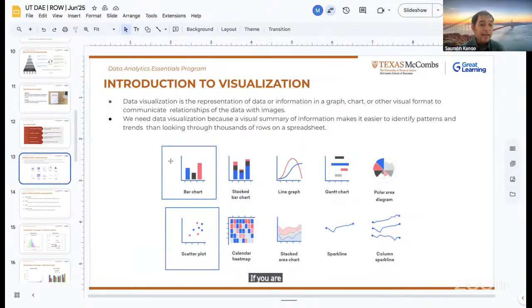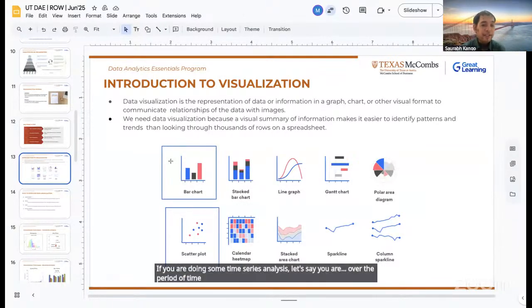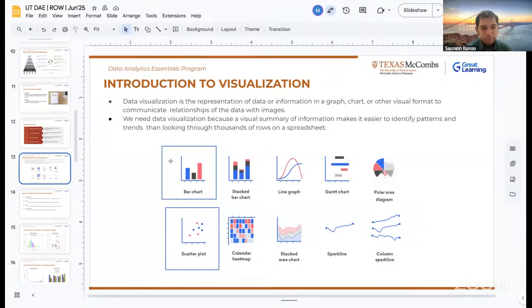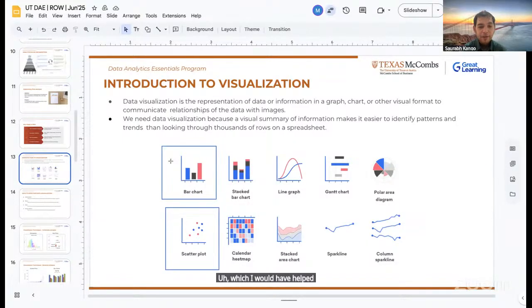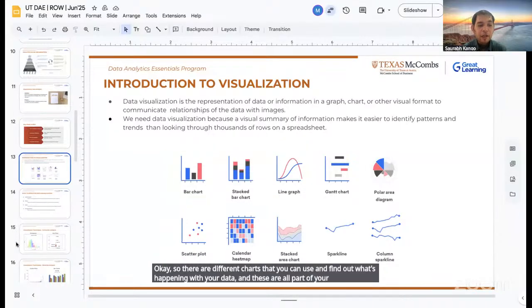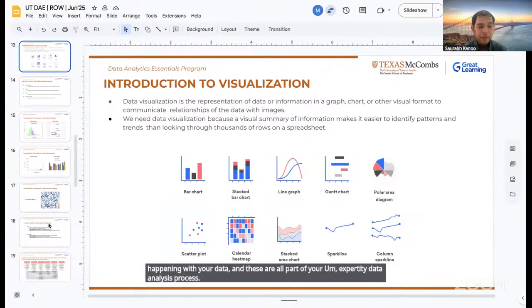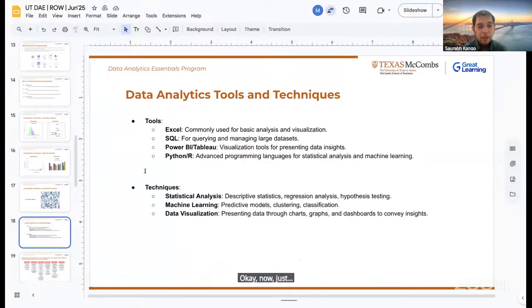If you are doing some time series analysis, let's say over a period of time you're trying to plot the sales, in that case, what chart would have been the best chart? Any guesses? If you are doing some time series analysis over time, which is how the sales is coming, which chart would have helped you? A line chart would have really helped you, right? This is the best chart for the time series variable. Okay, so there are different charts that you can use and find out what's happening with your data, and these are all part of your exploratory data analysis process.